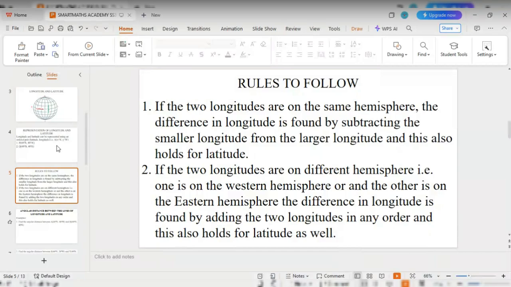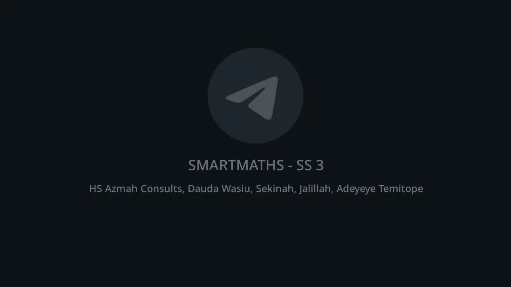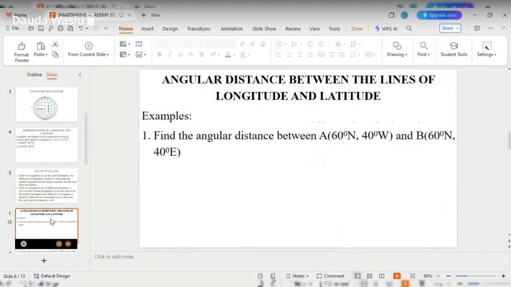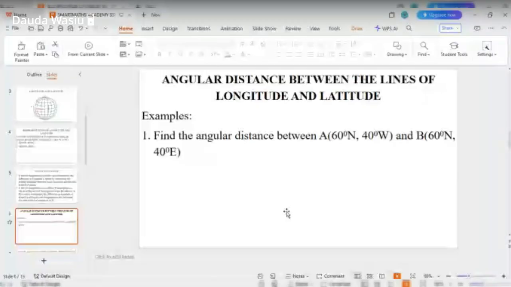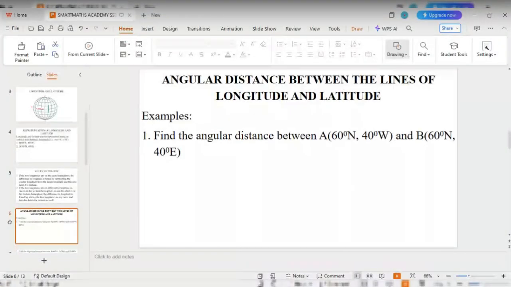Then the next slide says angular distance between the lines of longitude and latitude. So how do we get the angular difference between the line of latitude and longitude? So here I'm going to draw the circle. I will draw the circle, then locate. So let me pick the circle here.